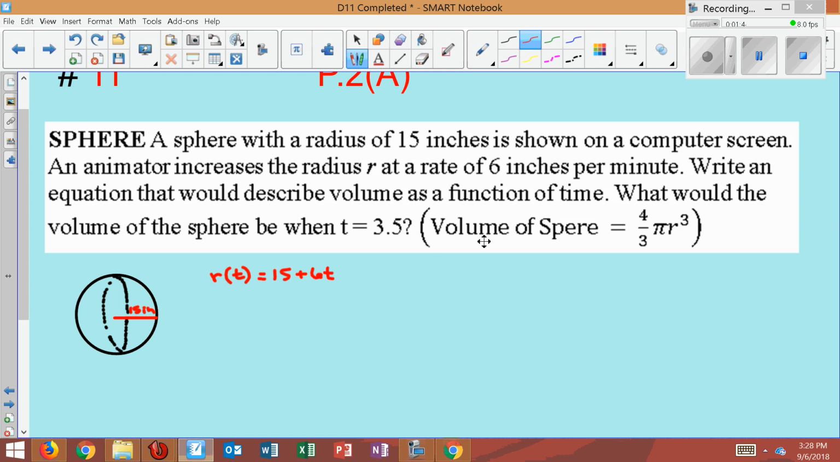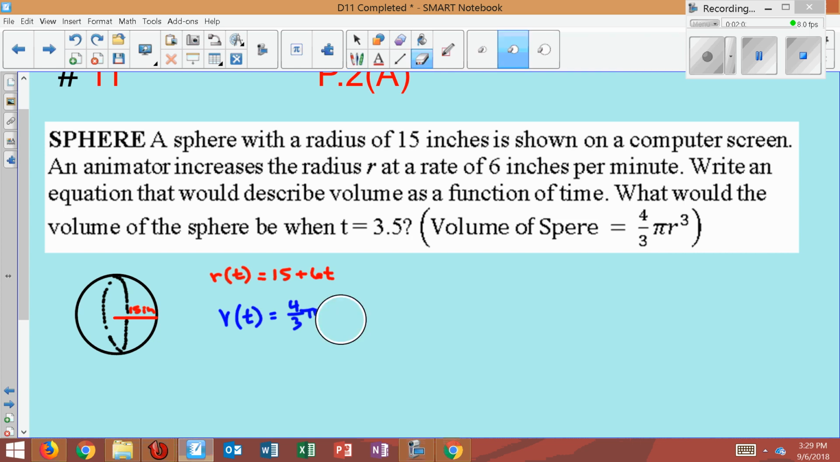Now write an equation that would describe volume as a function of time. So here's the volume equation. Now here's how volume would change. I'll say volume changing on time would equal 4/3 pi, and then we'd have r cubed. But we know r is the equation, let me write it this way, r of t cubed.